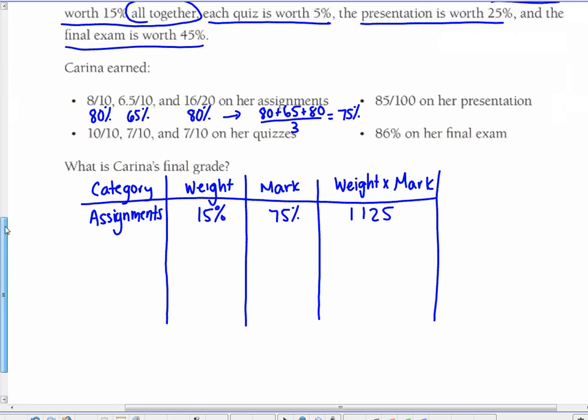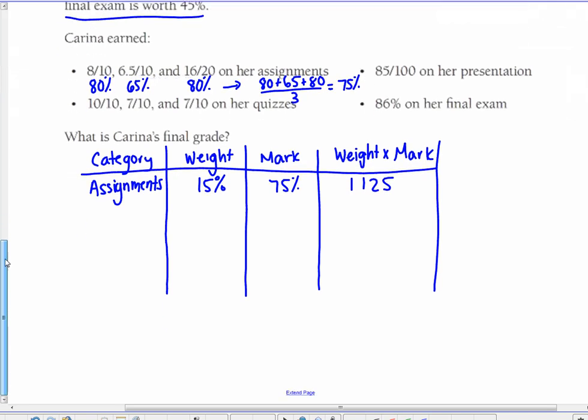Next it said that each quiz is worth 5%. How many quizzes did she write? 3. So we have quiz 1, quiz 2, and quiz 3, and their weights are each 5%. They each have their own weighting. They're not all together, they're separately worth 5%. So you can't put them together and make them 15. It won't give you the same thing.